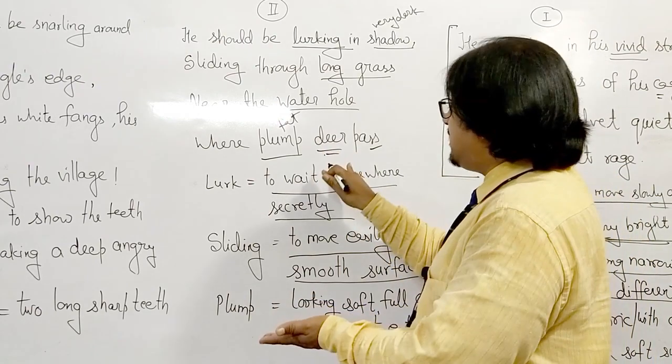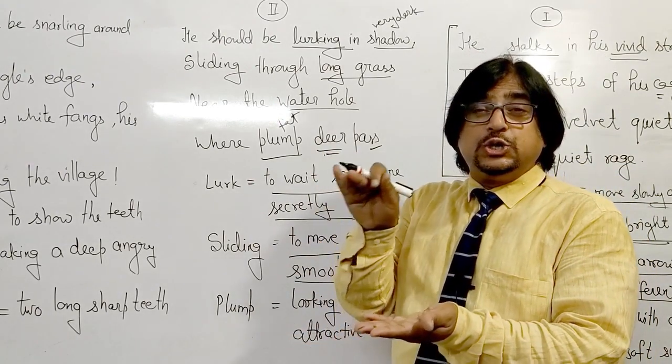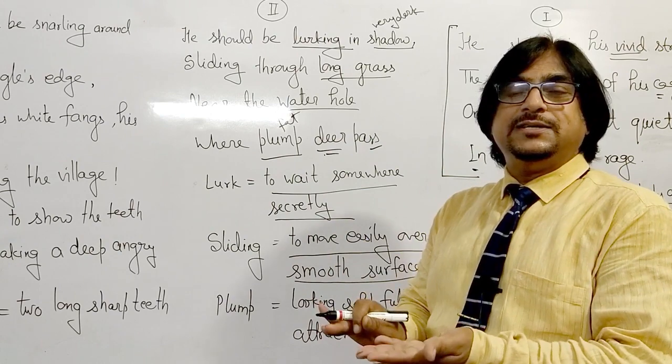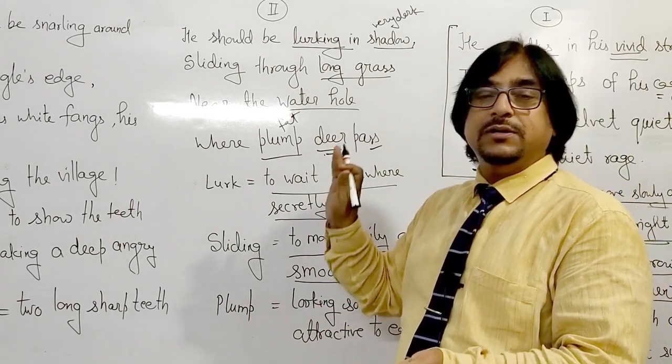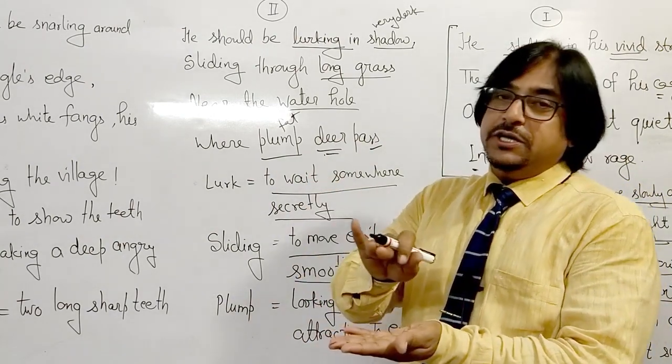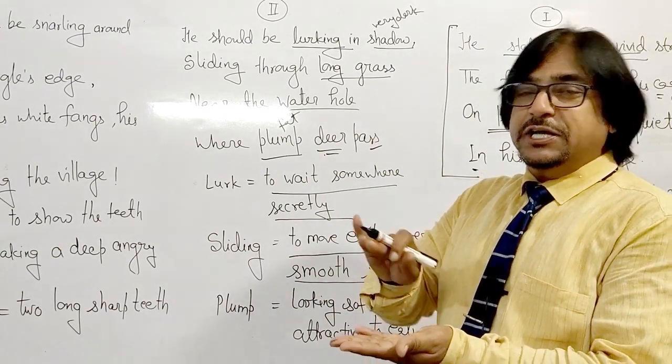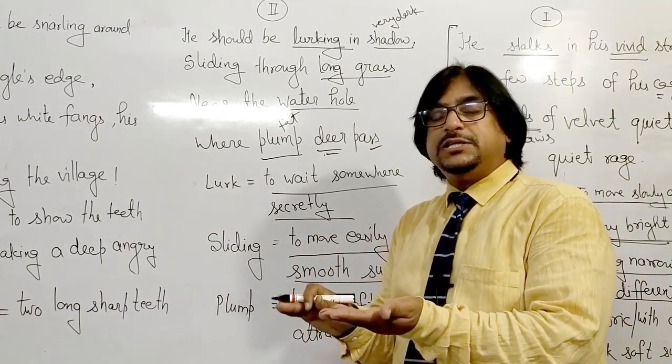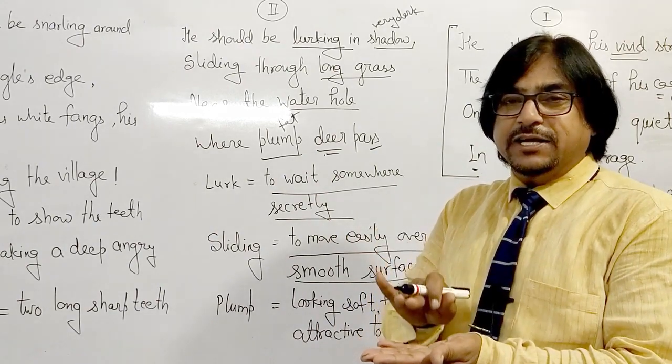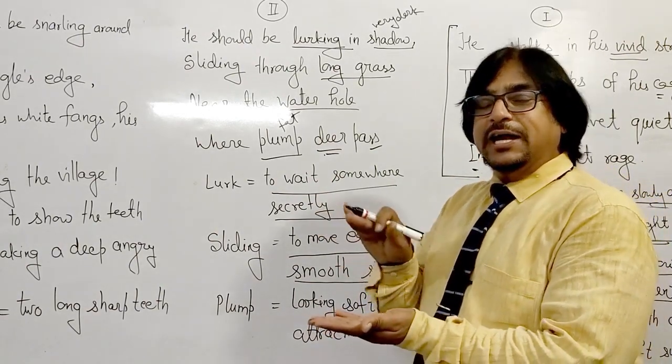And this is the place where the sources of water are available. Where the deer come, the deer drink water, and in that moment, the tiger kills the deer and eats the deer.